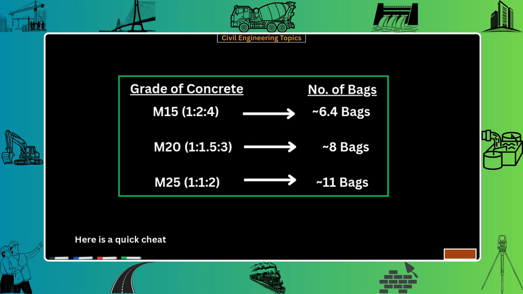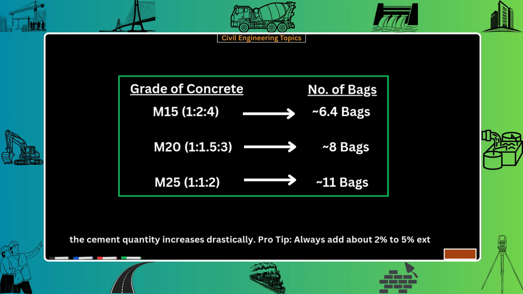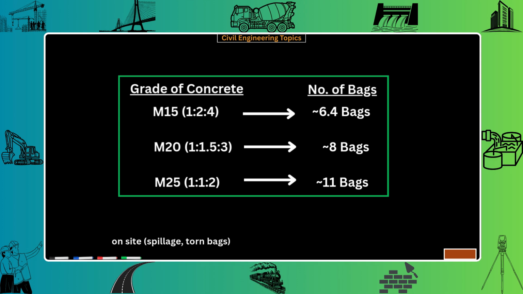Here is a quick cheat sheet for other grades. Notice how as the grade goes up, M15 to M25, the cement quantity increases drastically. Pro tip: always add about 2% to 5% extra for wastage on site, spillage, torn bags. So if the math says 8 bags, plan for a little buffer. Now you know exactly what to order.